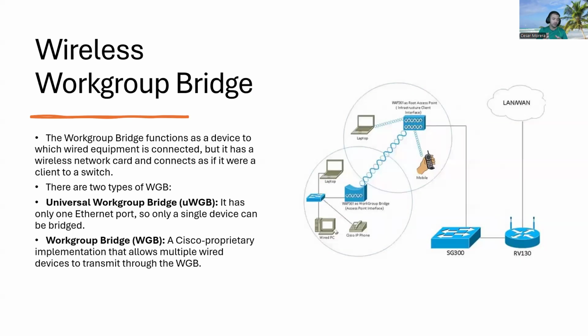There are two types of WGB, workgroup bridge: the universal workgroup bridge and the workgroup bridge, WGB. The first one has only one Ethernet port, so only a single device can be bridged. The second one is a Cisco proprietary.